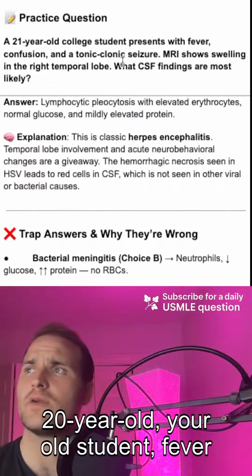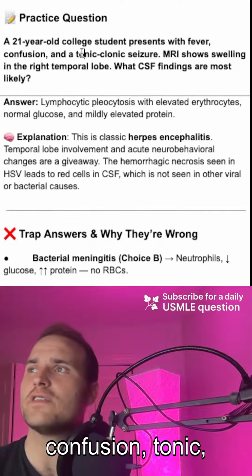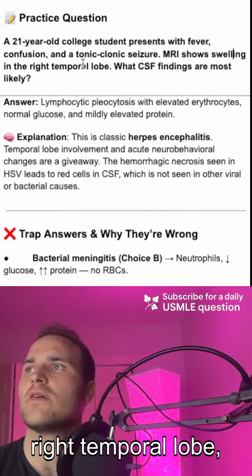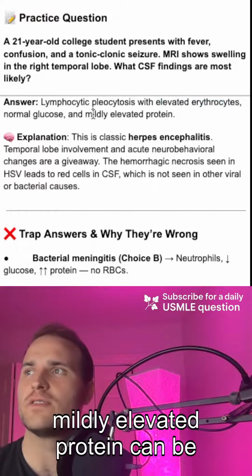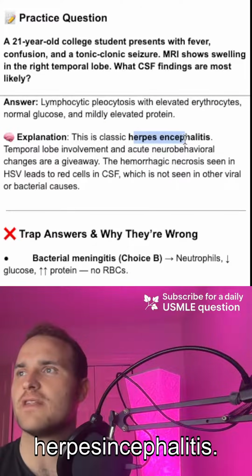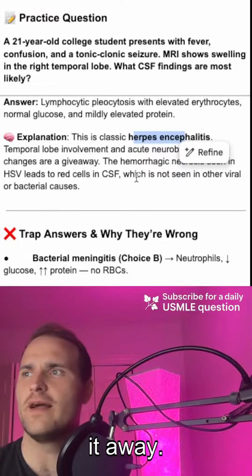Here's our practice question. 20-year-old student, fever, confusion, tonic-clonic seizure, swelling in the right temporal lobe. What CSF finding is most likely? Well, elevated erythrocytes, normal glucose, mildly elevated protein, going to be herpes encephalitis. The temporal lobe involvement gives it away.